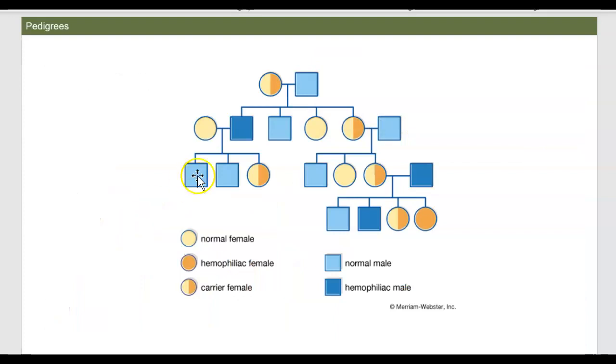We can also look at ourselves in our family trees. So this is called a pedigree. And the pedigree is telling us that here there was a female that was carrying, in this case, the disorder, the gene for hemophilia, but only had one copy of that gene. And here's the normal male, and so these are like the grandparents.